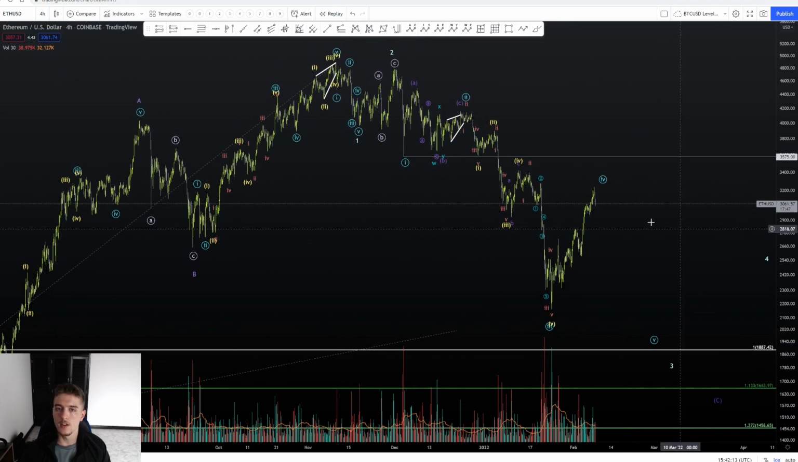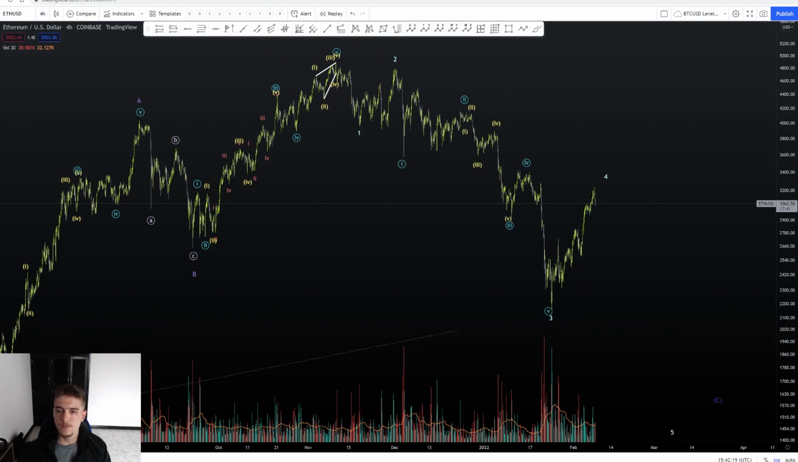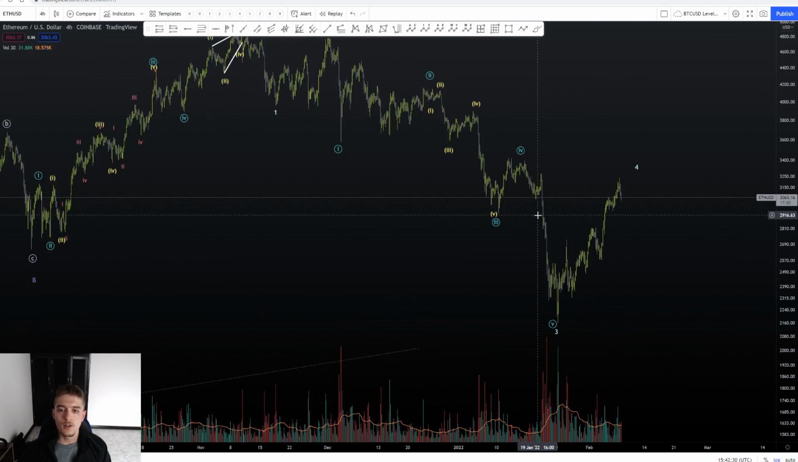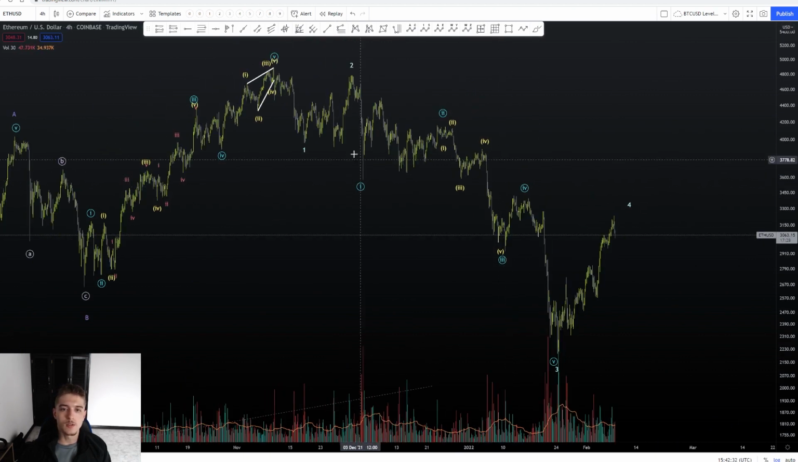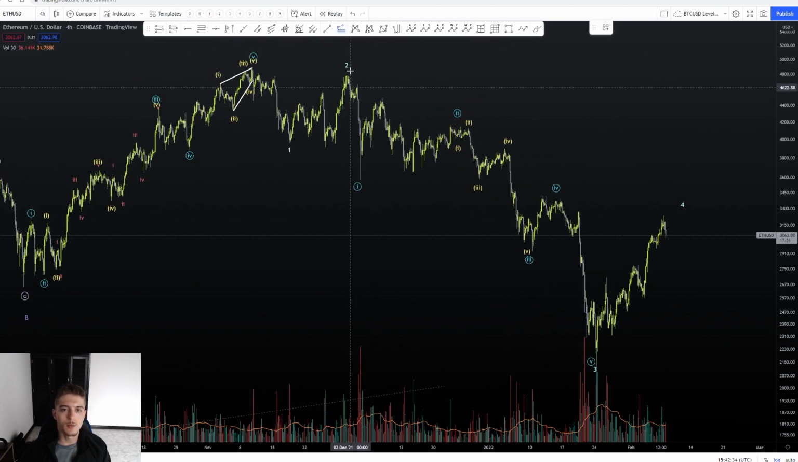Now the next count we could use to subdivide this wave C, if this is all a flat, would be this one right here, which I'm starting to prefer a little bit more than the last one I showed you guys. So this would be a 1, 2. This would be a 1, 2, 3, 4, 5. And this would be valid because this wave 3 would actually be longer than this wave 1. So we could compare it using the trend-based fib extension tool.